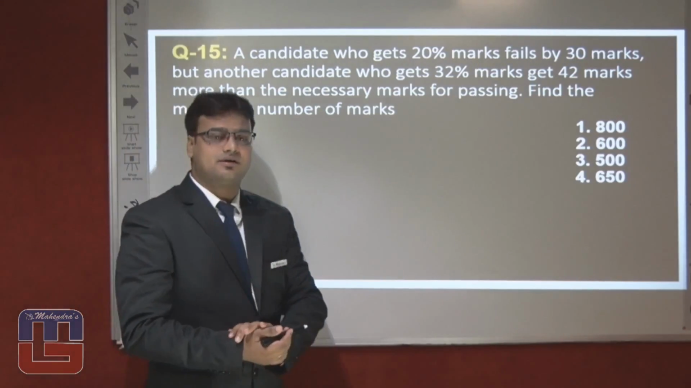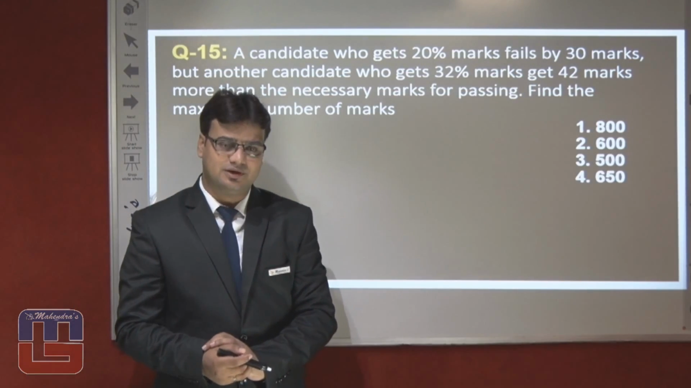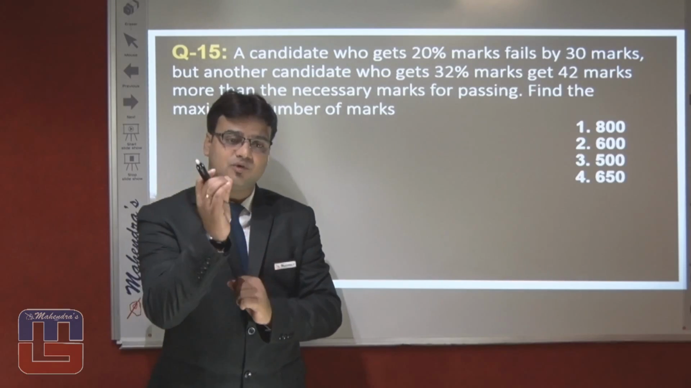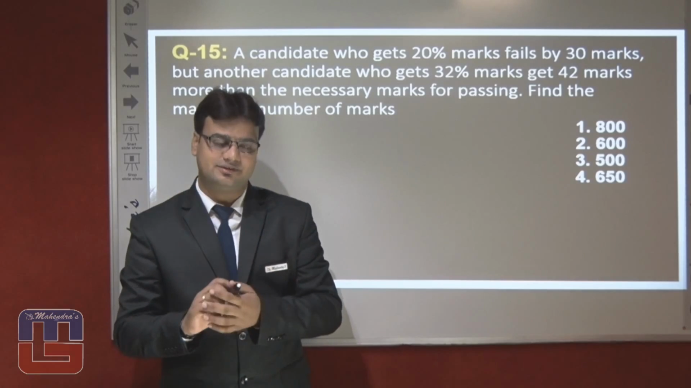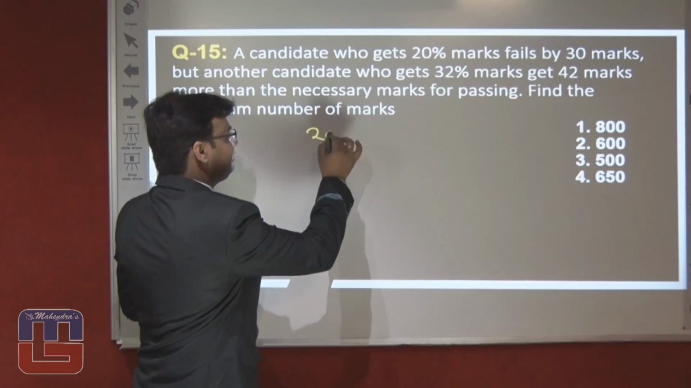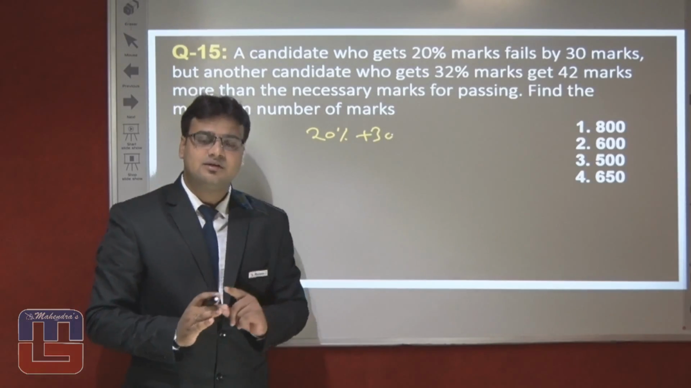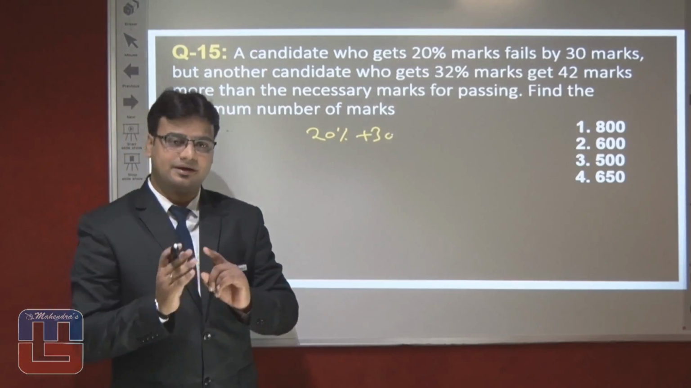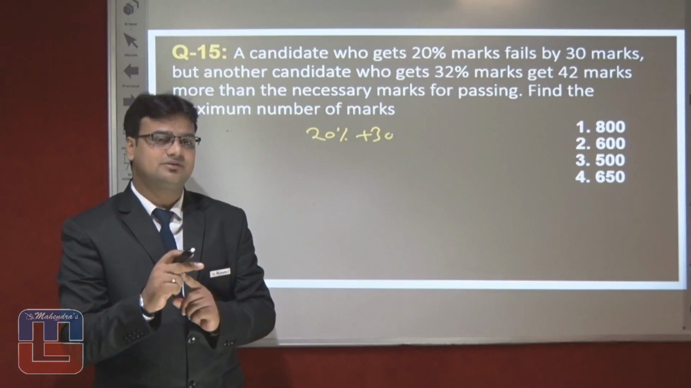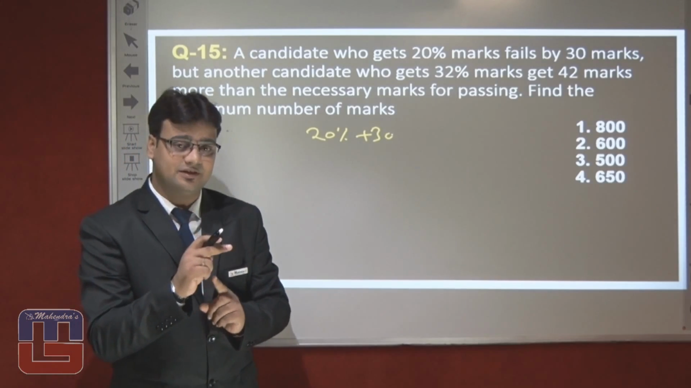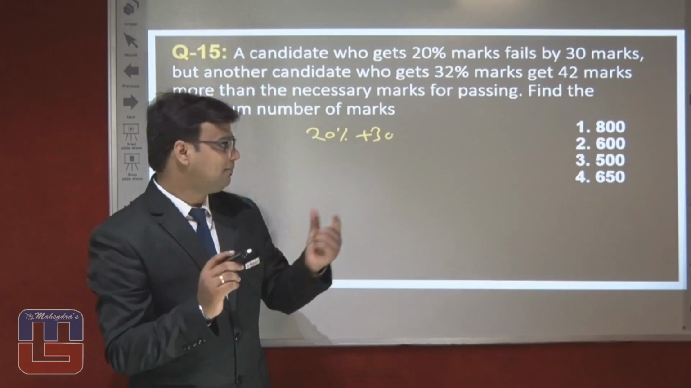Next, a candidate who got 20% marks failed by 42 marks. That means if we got 30 more marks, then it's a pass. If we pass, then passing marks is equal to 20% plus 30. It's the first condition. But another candidate who gets 32% marks gets 42 marks more than the necessary marks for passing. If we subtract 42 marks from the 32%, then we get the passing marks.